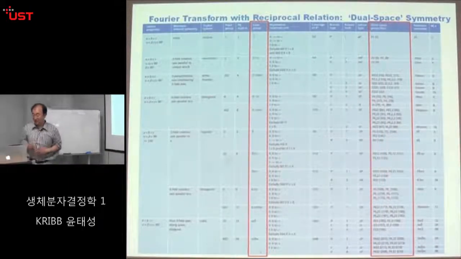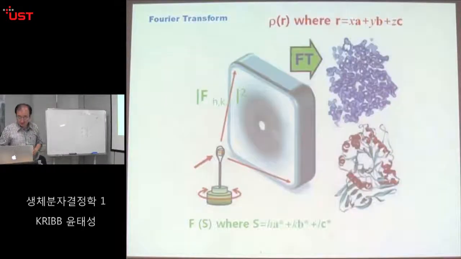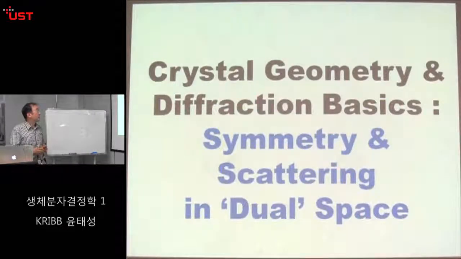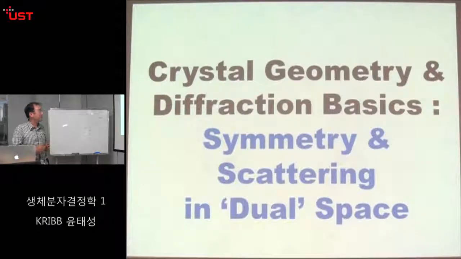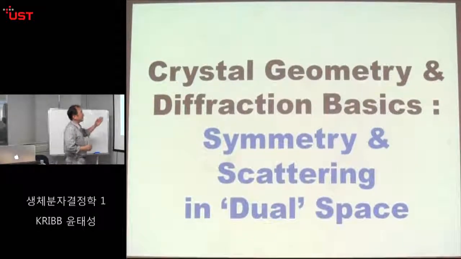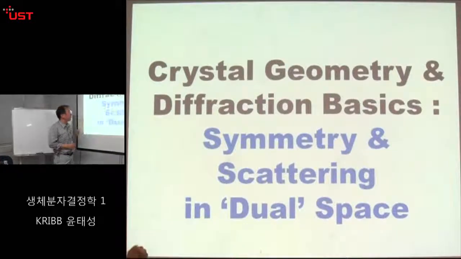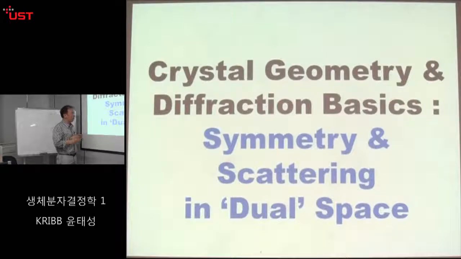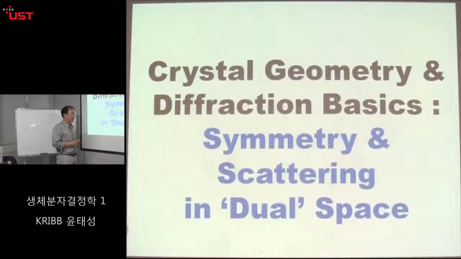Now jump to this thing again. Crystal geometry and diffraction basics. I tell you something about symmetry and scattering. These are two different words, but they are related in some way with Fourier transform and reciprocal vector or dual space. First of all, what does that mean? Geometry.